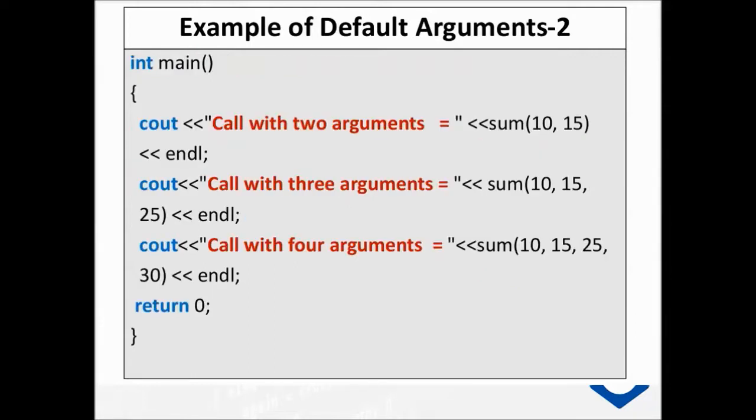In the main program, the first line is called with 2 arguments. We call this function sum and we pass it two values, 10 and 15.